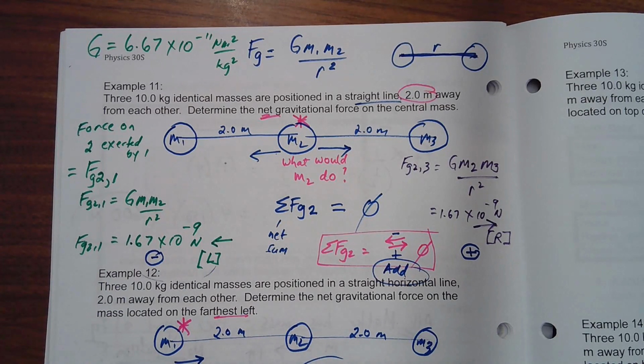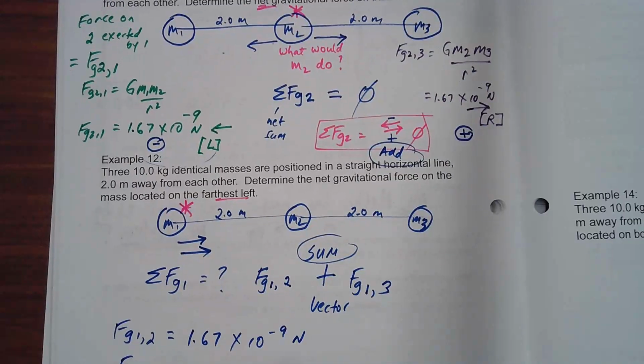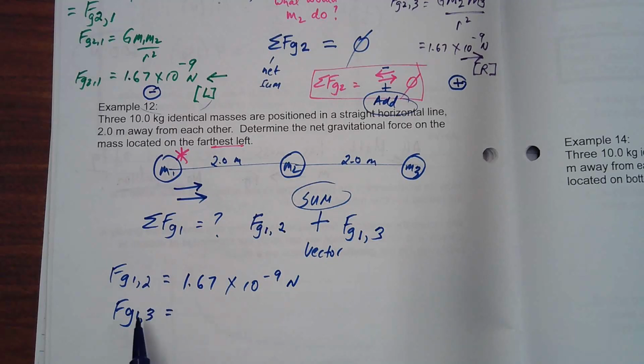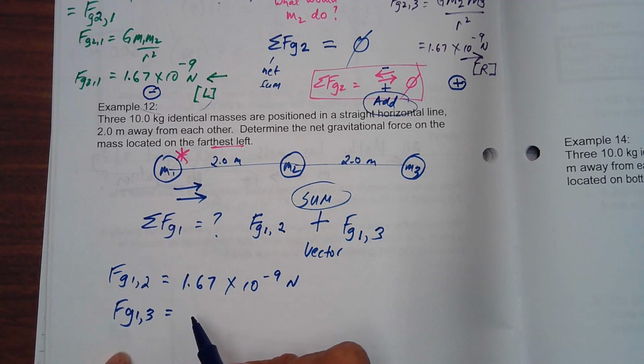Now we need to find the force on 1 exerted by 3. Notice that, look at this. Notice that because I'm looking for the net force on 1, I have to focus on FG1 and all the other masses that are interacting with it. I don't care about 2 and 3. I care about what 1 is going to be affected by. So it's between 1 and 2, or 1 and 3, or 1 and 4, or 1 in whatever, how many objects you have.